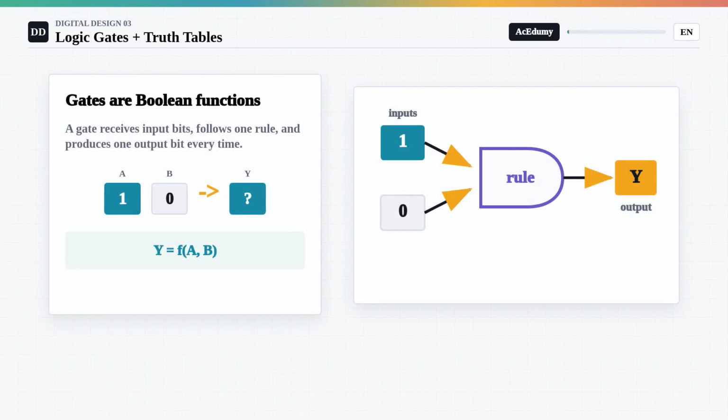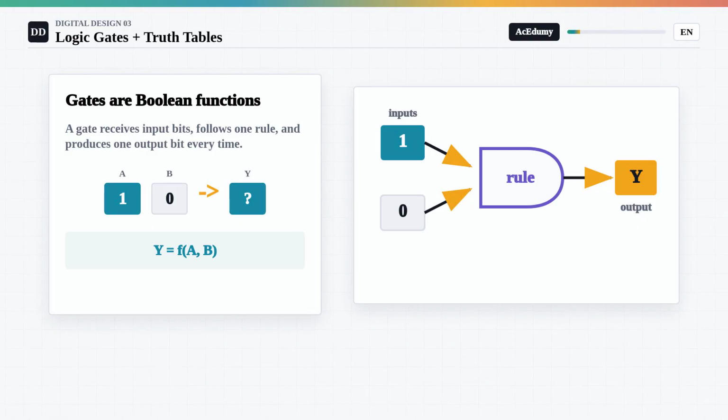In the last lesson, bits became numbers. Now the same bits become logic inputs. A logic gate is a tiny Boolean function. It receives one or more input bits, applies a rule, and produces one output bit. We usually name the inputs A, B, and sometimes C. The output is often called Y.